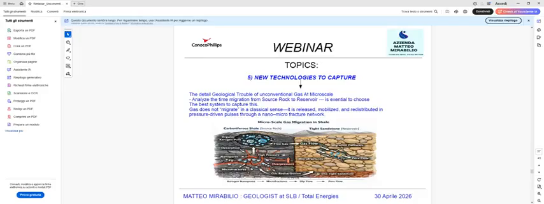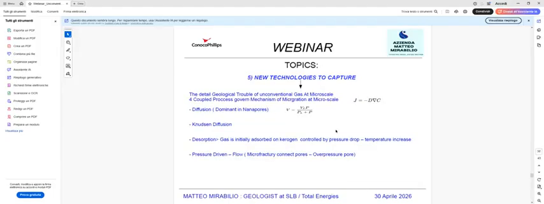Also monitoring the surface for compaction and like this. The details of the geological trouble of unconventional gas at microscale: four coupled processes govern the mechanism of migration at microscales.